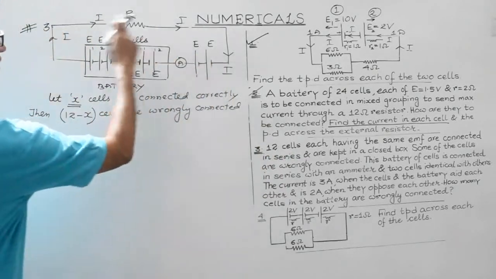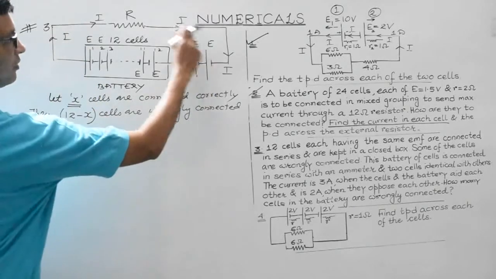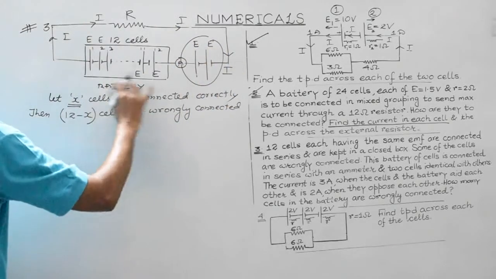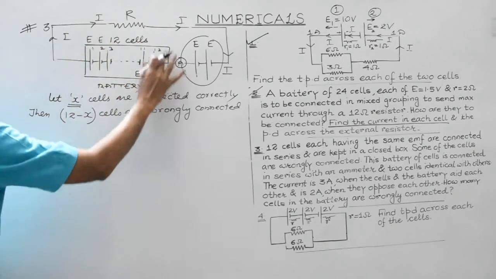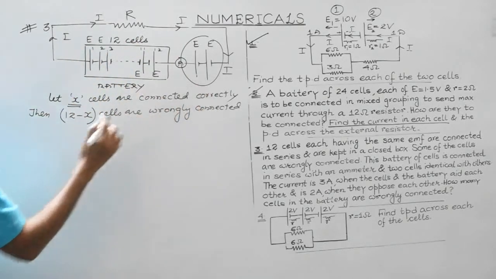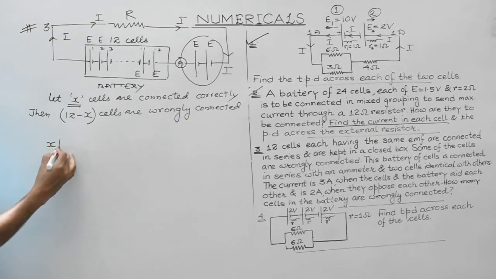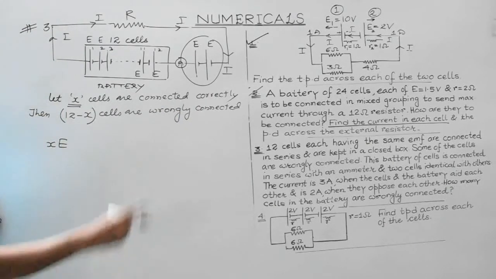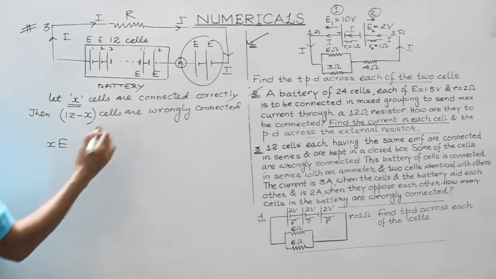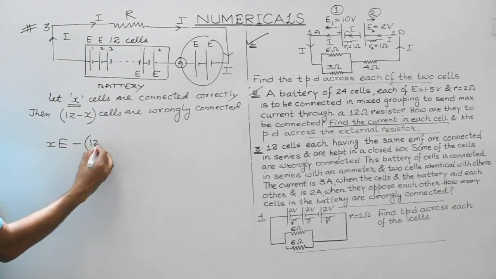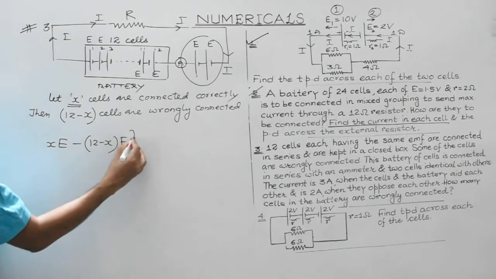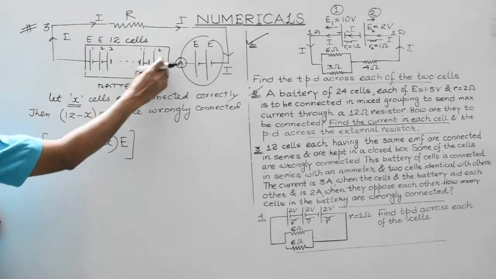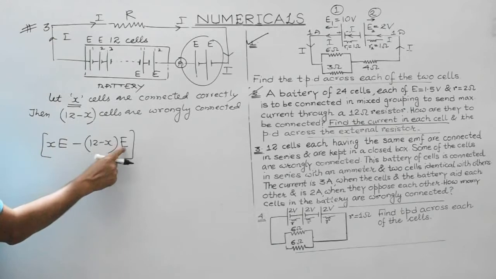So what about the net EMF? These two are aiding this entire battery. First of all, let's calculate the net EMF of this battery. X cells are connected correctly, so the EMF of X cells would be X times E. These are the cells which are wrongly connected, so it has to be subtracted. 12 minus X number of cells are wrongly connected. But again, all the cells are identical, each having EMF E. This is the net EMF of the battery. Minus sign because these are the cells which are wrongly connected.